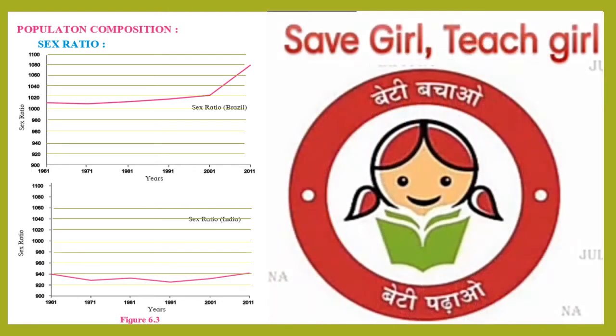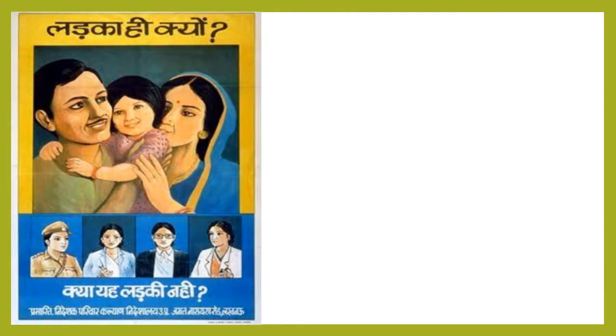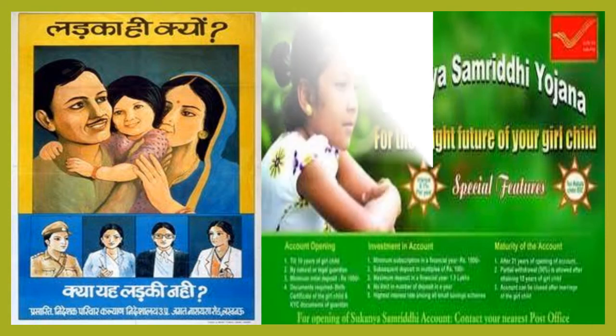So we need to remember that we have to save girls, we have to teach girls. Beti bachao, beti padhao. So children, if we ask why we want girls, if there are no girls, then there would be no mother, sister, wife, and so on. Beyond that, girls or women can take good professions such as police, lawyers, teachers, doctors, and so on. So the government has implemented a policy for the girl child.